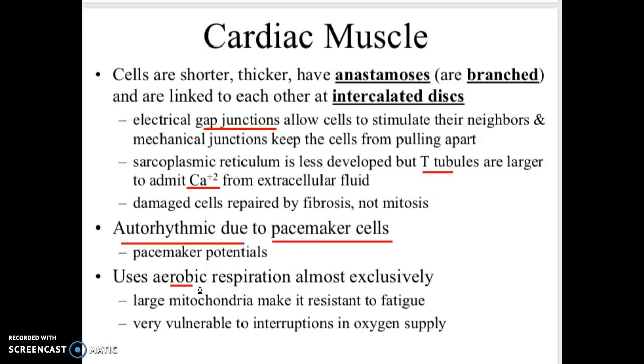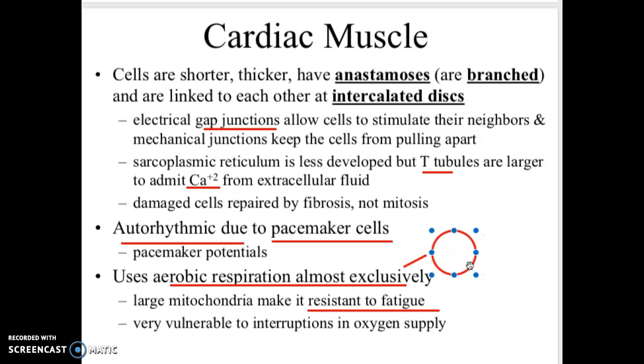Cardiac muscle uses aerobic respiration. Good news, because that is very resistant to fatigue, which would be a huge problem. If your heart muscle was like, I'm too tired, and it shut down, that would not go well for you. The problem with using aerobic respiration is that this requires oxygen.